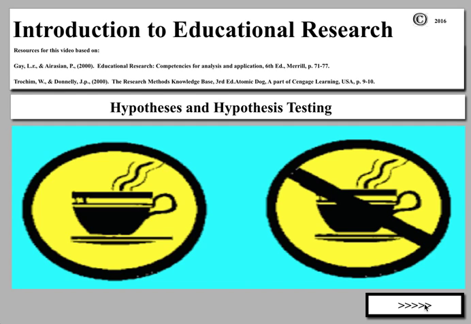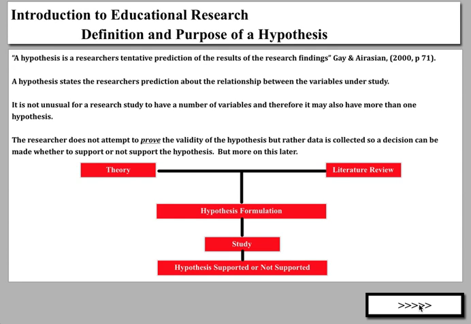Welcome to an introduction to educational research. Today's video is dealing with hypothesis and hypothesis testing, which is the basis of all experimental research. So let's take a look at what we have here. Now, a hypothesis is a researcher's tentative prediction of the results of the research findings.